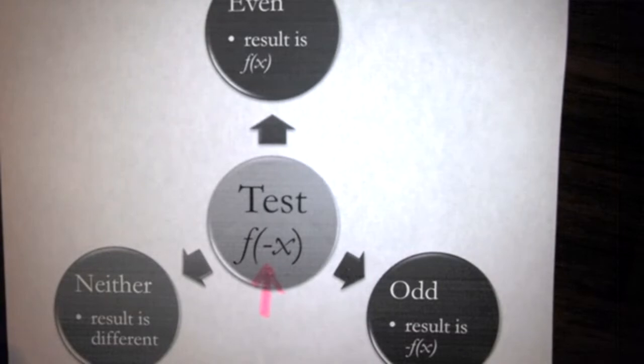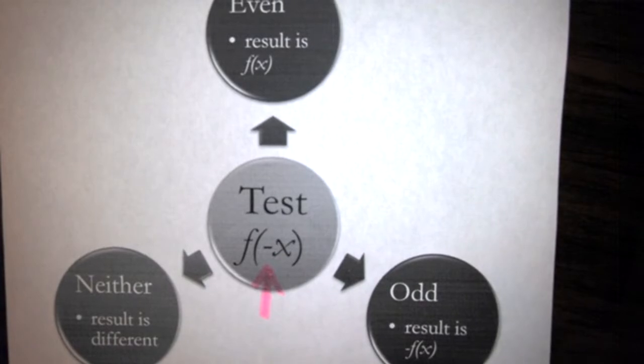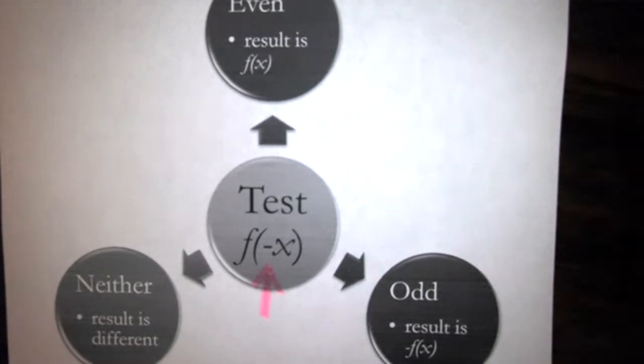So what you're going to have to do is work problems where you determine not only the symmetry, but you also have to determine even, odd, or neither, as well as intervals over which they are increasing, decreasing, or constant. So everything we've talked about thus far. So let's work an example.